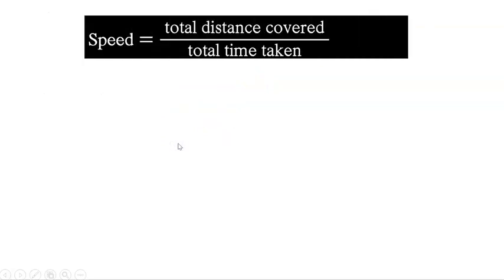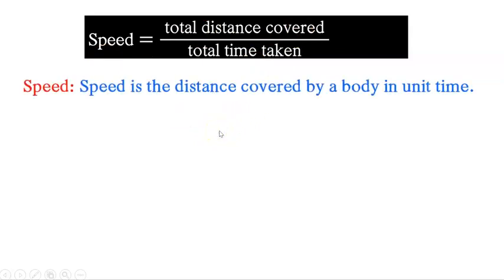Next, the formula for speed. Speed is equal to total distance covered upon total time taken. We divide the distance by the time that was required to cover that distance. Therefore, speed is equal to total distance covered upon total time. Now the definition of speed: speed is the distance covered by a body in unit time.